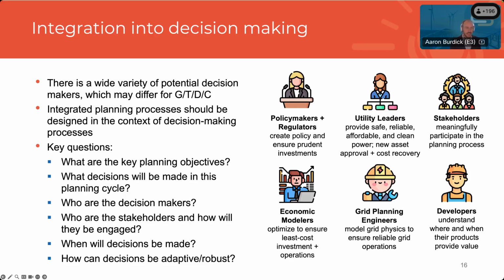And the basic message that we have here is that design of planning processes should really be done in the context of who's going to make the infrastructure decisions coming out of them. So we tee up a set of key questions that can inform that type of design. What are the objectives for the planning process? What decisions will be made? Who's going to make those decisions and when? Who are the stakeholders that should be involved in reviewing the planning process inputs and results, and how should they be engaged? And then how can decisions be adaptive or robust?